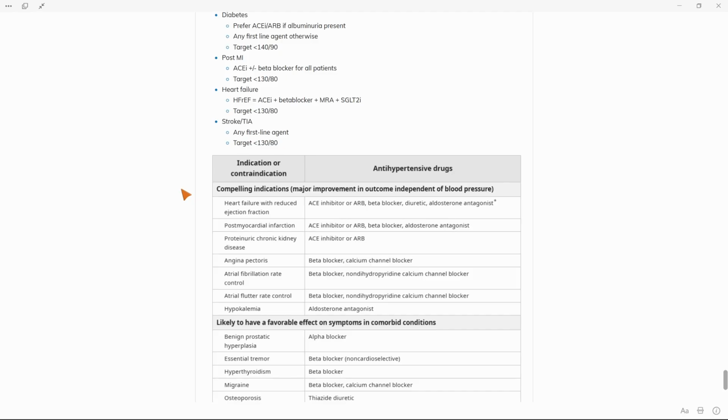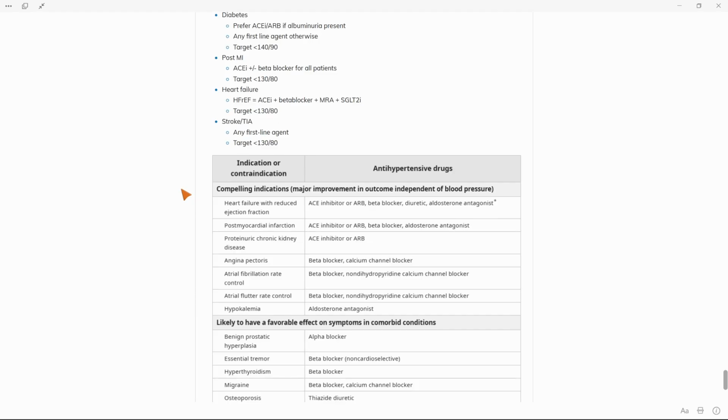If they have heart failure, for example, if they have HFrEF, so heart failure with reduced ejection fraction, then they'll be on the 4 pillars of ACE inhibitor or an ARB or an ARNI with a beta blocker plus an MRA plus an SGLT2 inhibitor. And the target blood pressure for heart failure is less than 130/80. For stroke, there is no specific medications actually. Any first-line agent is okay. So that's an ARB, ACE inhibitor, thiazide diuretic, or a calcium channel blocker.